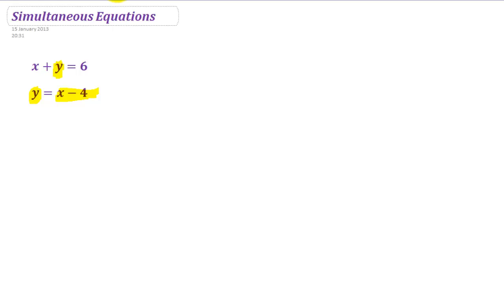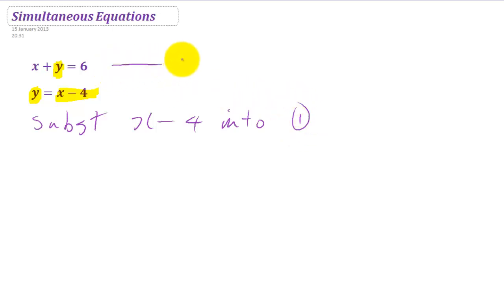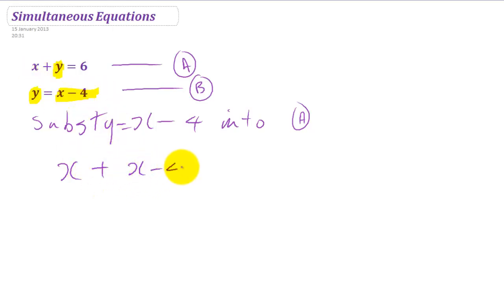So let's do that. Let's substitute x minus 4 into equation 1. Actually, let's call them by letters so we don't confuse them with numbers. Let's call that equation A and that equation B. So we're going to substitute y equals x minus 4 into equation A. That x minus 4 is going to go where the y is, because that's what it's equal to. So we've got x plus x minus 4, that's gone in there, equal to 6.